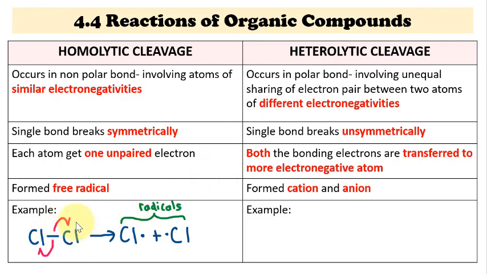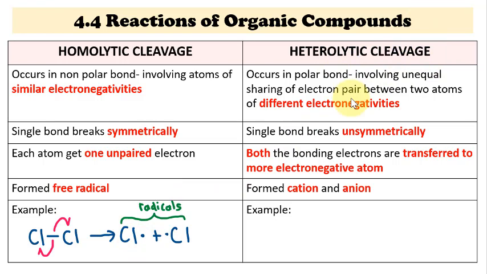To show the bond breaking in homolytic cleavage, we are going to use the half-headed arrow. It indicates that only one electron is moved from this single bond. So this chlorine atom will get one unpaired electron, and this chlorine atom also gets one unpaired electron. The chlorine with one electron here is what we call a radical. So a radical is a substance with an unpaired electron.